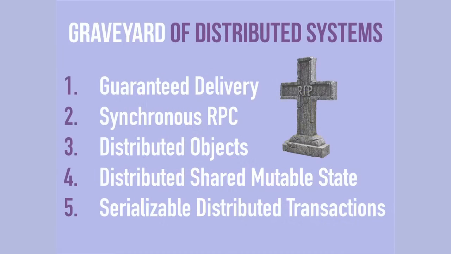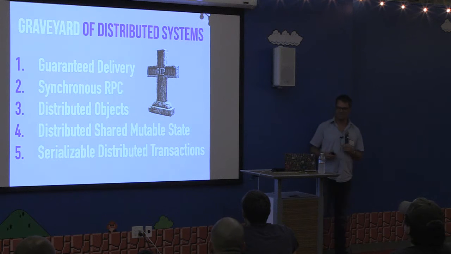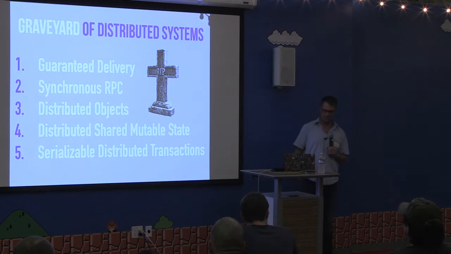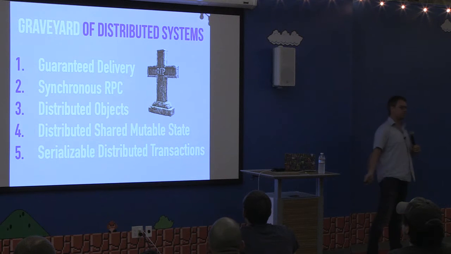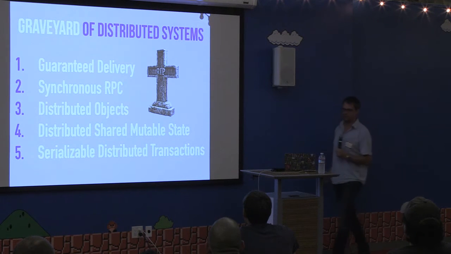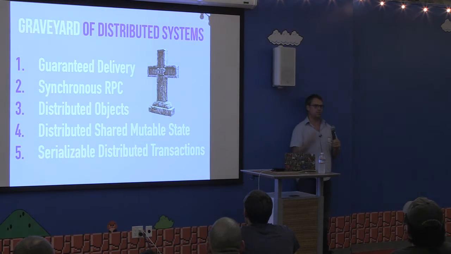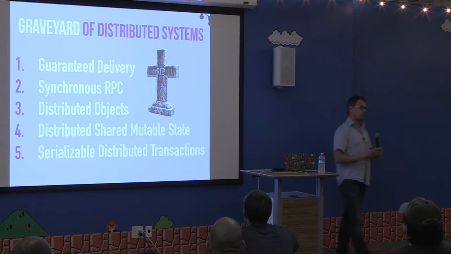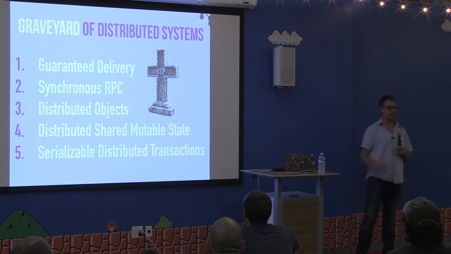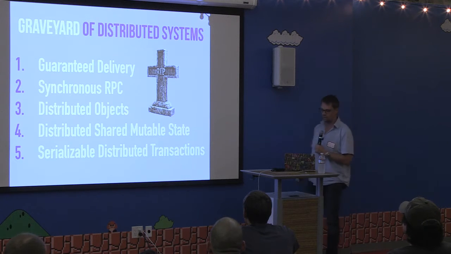I have my own graveyard of distributed systems that I visit occasionally, right? I don't really know what I'm doing there, but anyway, it gives me peace somehow to know that I'm past this. Guaranteed delivery just doesn't work. There's no such thing as guaranteed delivery, at least not generically. You can provide that within a certain boundary, within a certain well-defined context, but not generically.